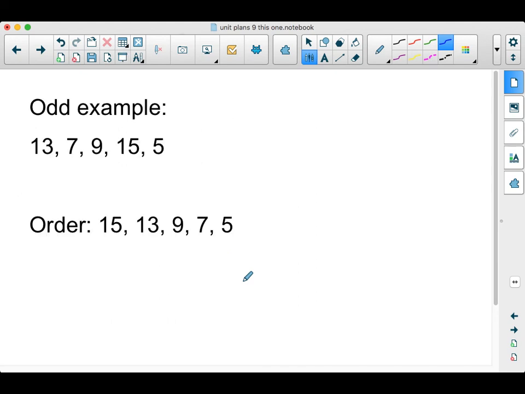Another odd example. So if I were to order them, this time they're ordered from greatest to least. It doesn't really matter. My middle point is 9. So the odd examples are more simple than the even, but that is how we are going to calculate the median of a set of data.